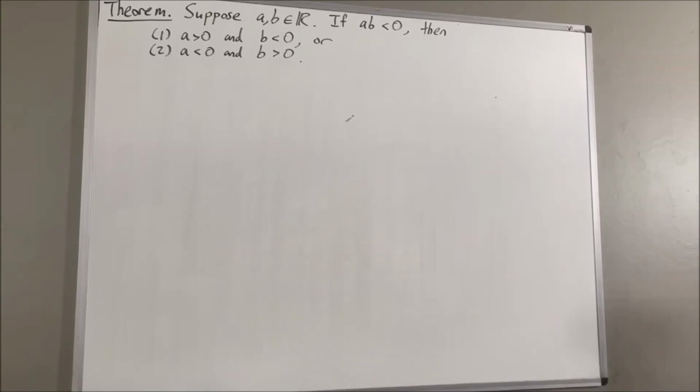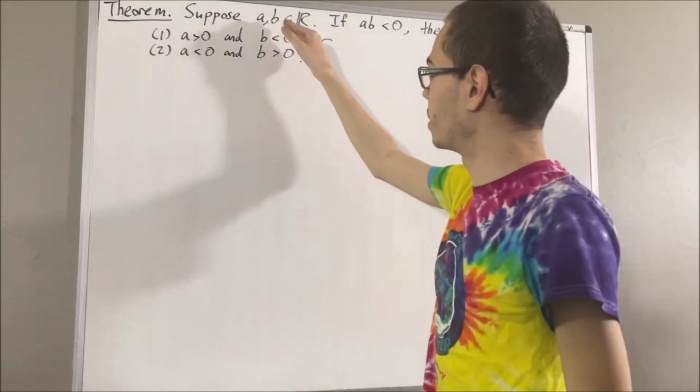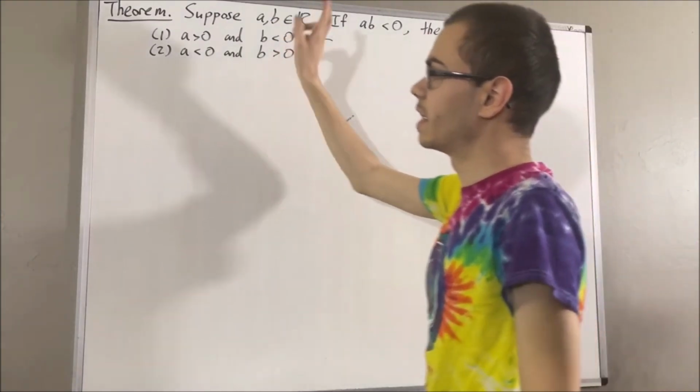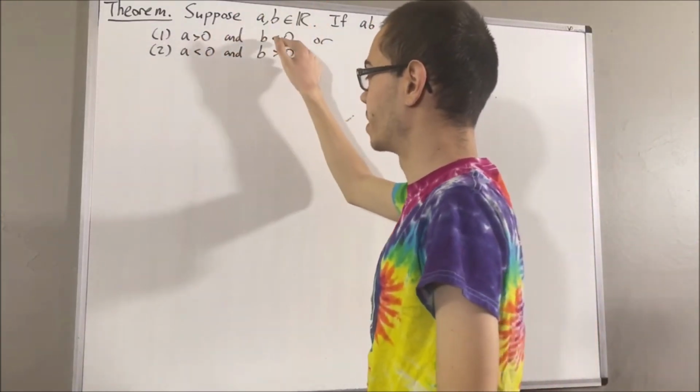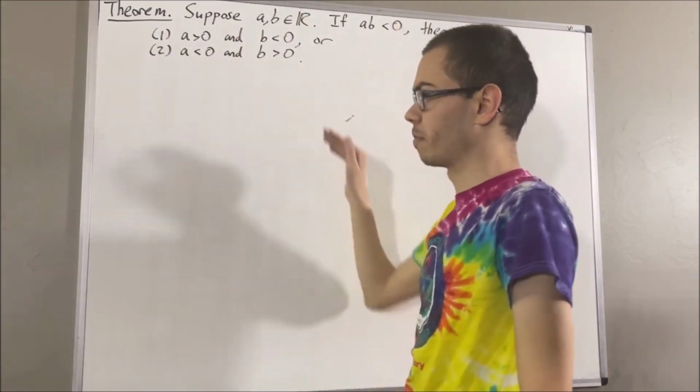Hello! In this video, we are going to prove the following theorem. Suppose a and b are real numbers. If ab is less than 0, then a is greater than 0 and b is less than 0, or a is less than 0 and b is greater than 0.